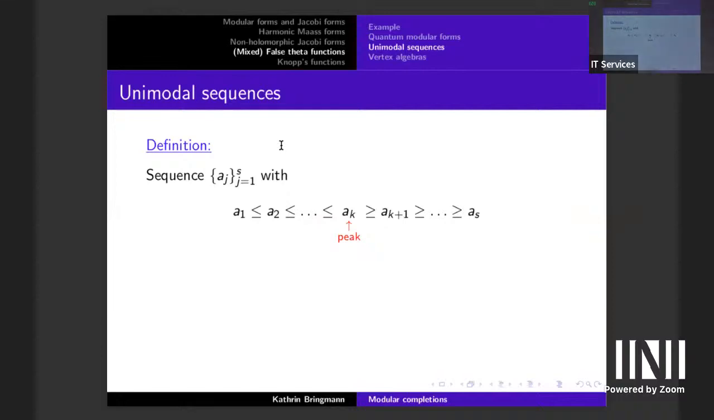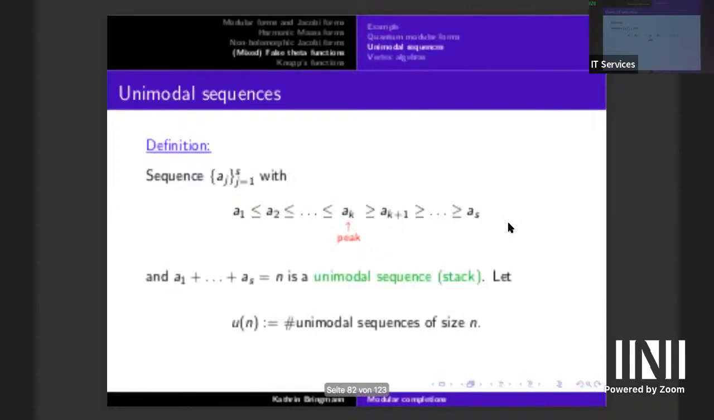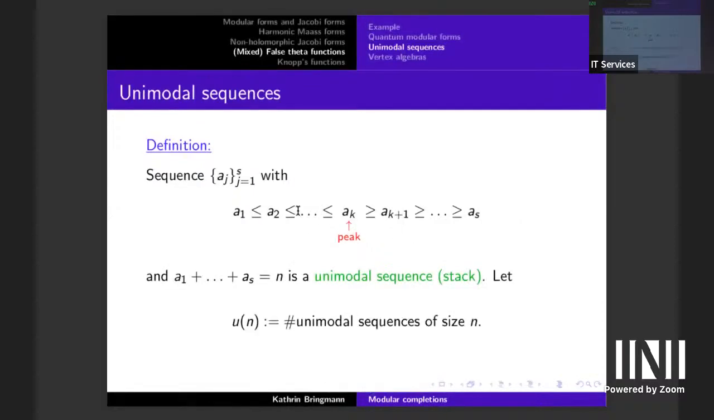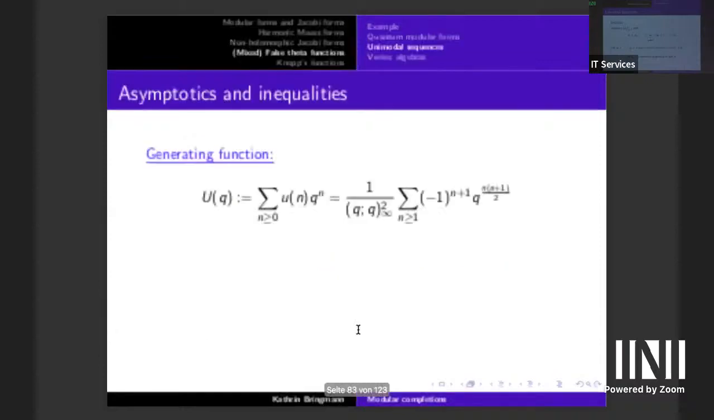And the example that I'm particularly interested in comes from so-called unimodal sequences. Those are sequences that go up to one peak and then go down again, and those should add up to some given number n. Those are called unimodal sequences, or sometimes in the literature, they're also called stacks. And I let u(n) be the number of unimodal sequences of size n.